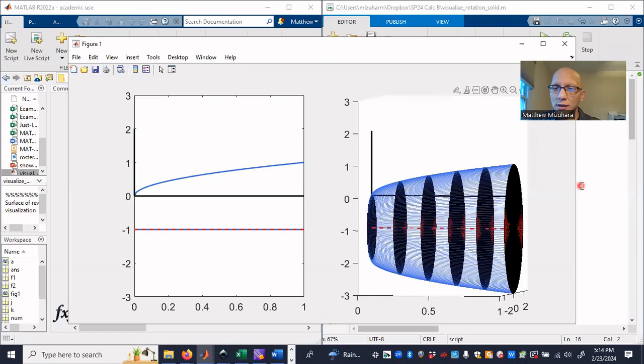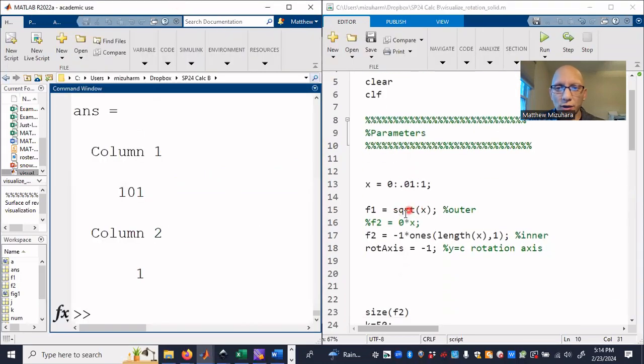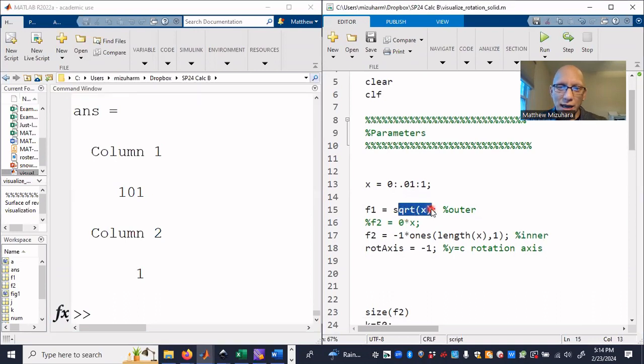Okay, let's try another example. Now let's do one where I'll use x for my outer and x squared. You can ignore this part. Sorry if you don't know what's happening with this code. Looks a little confusing.